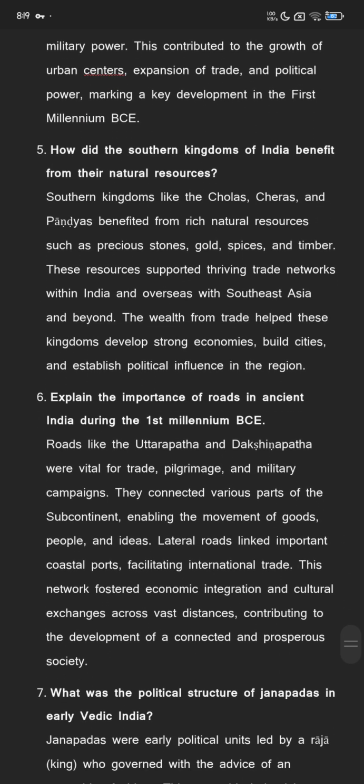How did the southern kingdoms of India benefit from their natural resources? Southern kingdoms like the Cholas, Cheras, and the Pandyas benefited from rich natural resources such as precious stones, gold, spices, and timber. These resources supported thriving trade networks within India and overseas with Southeast Asia and beyond. The wealth from trade helped these kingdoms develop strong economies, build cities, and establish political influence in the region.